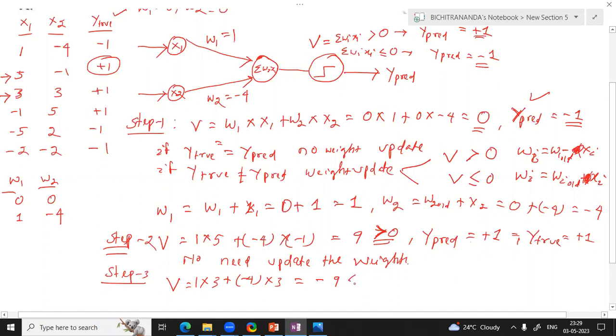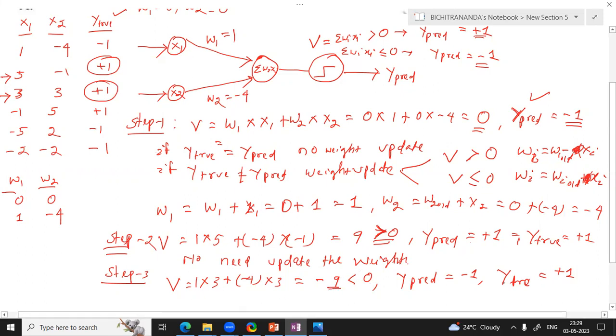Okay, since minus 9 is less than 0, so now my y pred, since I already told you this is less than 0, the answer is minus 1. So what is my right value, the true value? In this case it is plus 1. Since they are not matching, I told you if they are not matching, update is going to happen. Since this summation value is less than 0, my weight is going to increase.